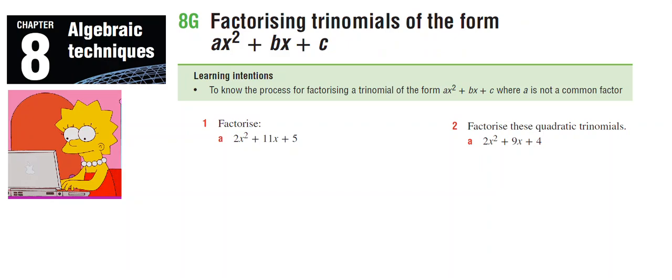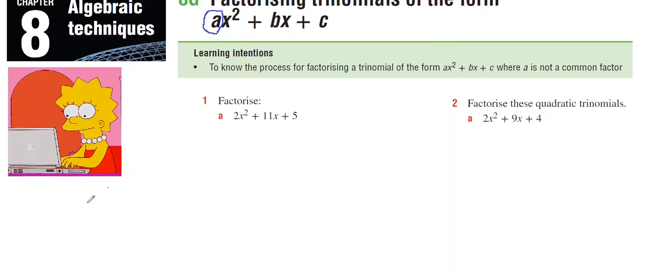Okay, in 8G, we're factorising trinomials in the form of ax squared plus bx plus c, where a is no longer 1. All of the trinomials that were factorised up until now, the coefficient of the x squared term has been 1. So this is a non-monic, that is a non-coefficient of 1.